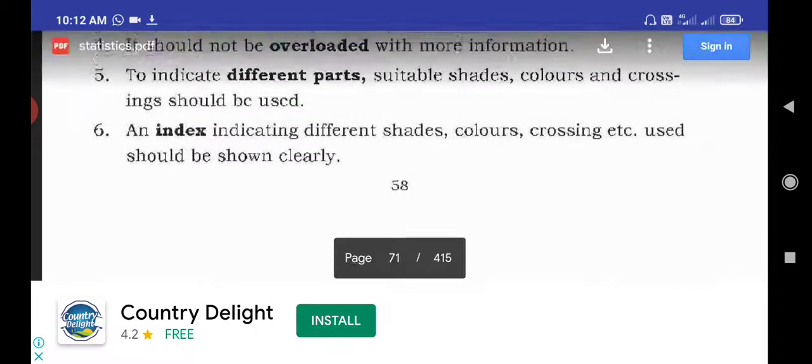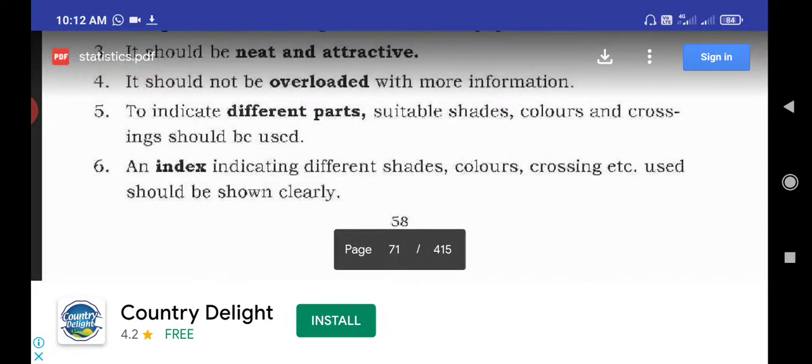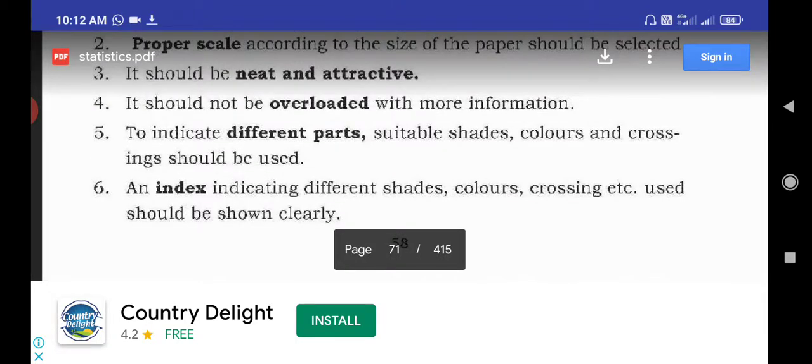Next one is to indicate different parts, suitable shades, colors and crossings should be used. After creating a diagram or graph, we can apply suitable shades. We can shade, or we can apply colors or crossings for the purpose of attraction. That is also one of the rules.